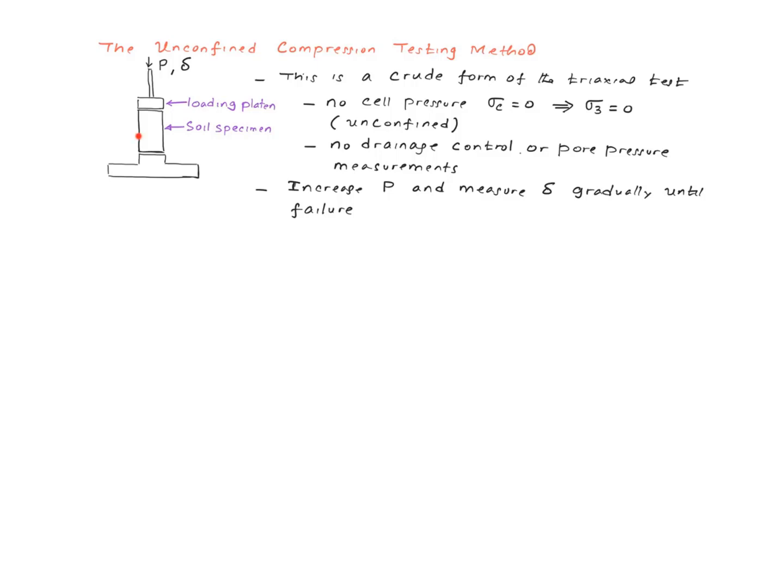From the knowledge of the cross-sectional area of the specimen, you can calculate the vertical stress. Vertical stress equals P over A. And similarly, from the knowledge of the initial height of the specimen, you can calculate the vertical strain. Vertical strain would be simply delta divided by L. You just keep plotting sigma versus epsilon until failure. The failure value of the vertical stress is what is called the unconfined compression strength.